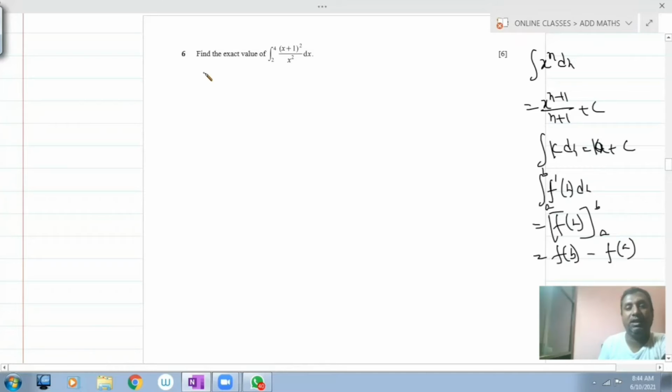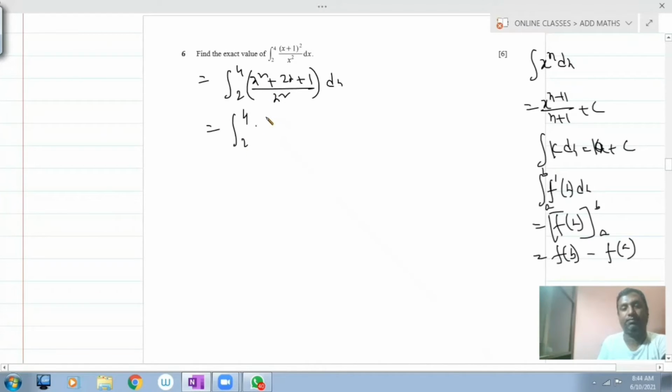This is worth 6 marks. Let's see. First of all, let us use the formula (a plus b) squared, that is a squared plus 2ab plus b squared. I mean (2x plus 1) squared divided by x squared. Then let me do the algebraic simplification. x squared by x squared is 1, plus 2x by x squared, that is 2 by x, I mean 2x to the power minus 1, plus 1 by x squared, that is x to the power minus 2.